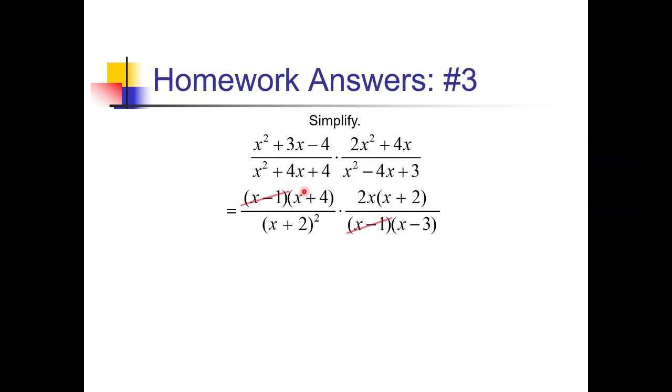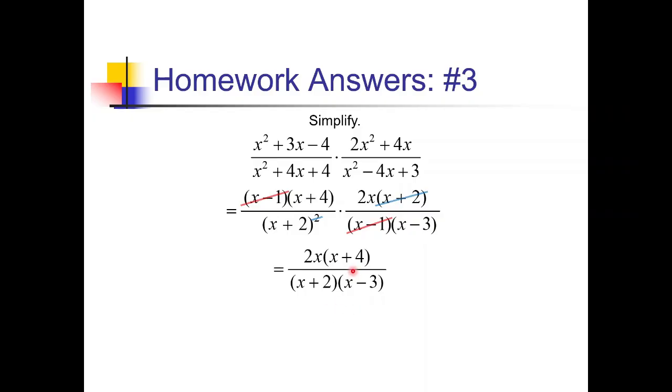And what else? Well, the x plus 4 can't, but one of these x plus 2s and one of these down here can cancel out. So what's left over then is a 2x and an x plus 4 in the numerator. And we have an x plus 2 and an x minus 3 in the denominator. What do I need to exclude here?